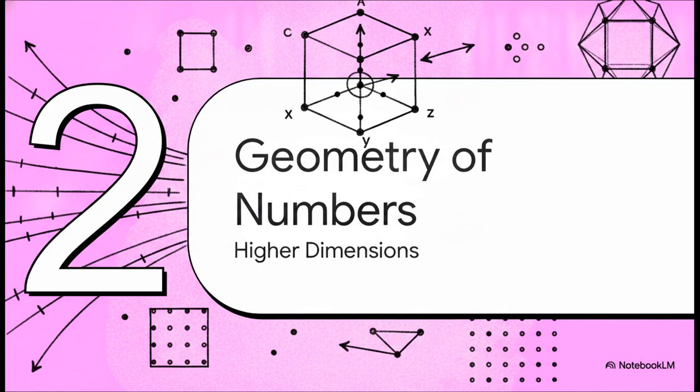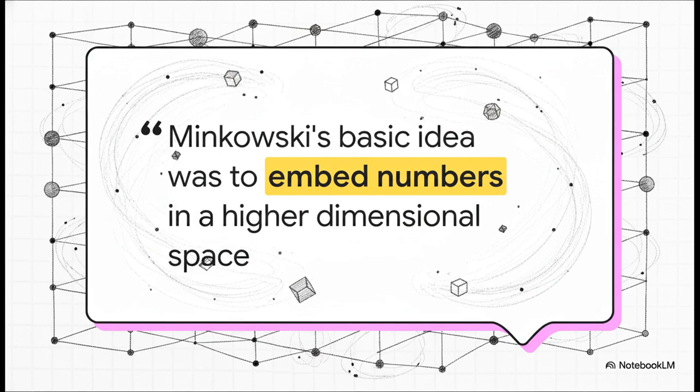Which brings us to part 2, geometry of numbers. Now think about how crazy this is. To truly understand these flat, one-dimensional counting numbers, pioneering mathematicians like Hermann Minkowski realized we actually have to pull them out into a higher dimensional space. He treated algebraic integers as a multidimensional lattice embedded in Euclidean space. So instead of just running endless boring arithmetic, we can actually answer deep questions about number theory by looking at physical shapes, volumes, and geometric grids.